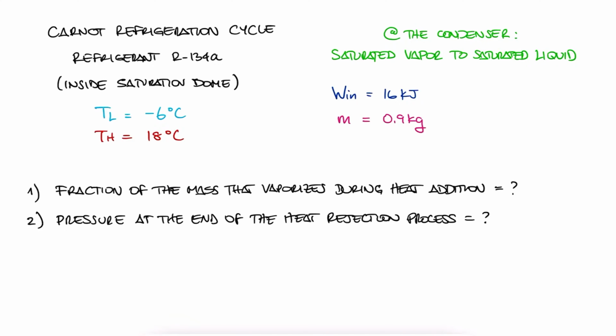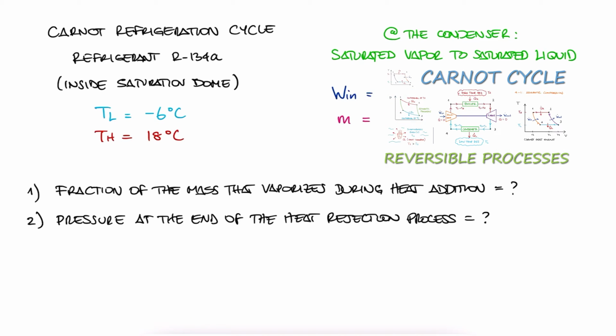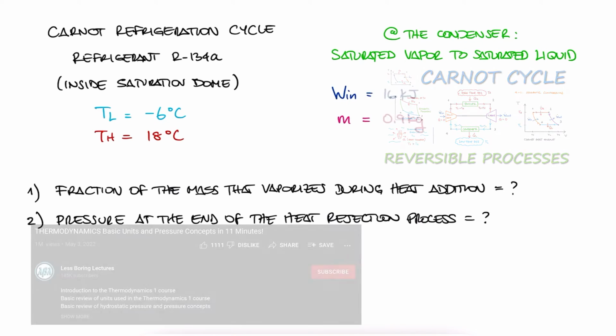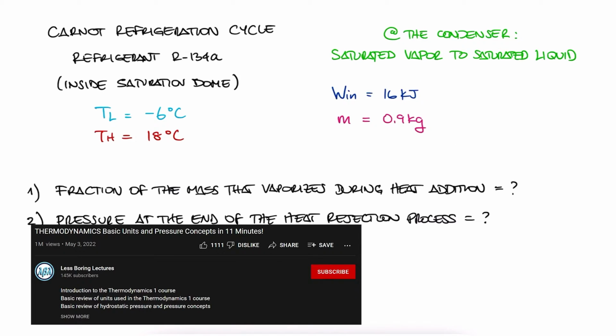As usual, pause here and try solving this problem yourself before watching the solution. This is the second example for the Carnot cycles and reversible processes main lecture. The link to that 12-minute lecture and all the other examples and lectures of the Thermodynamics course are found in the description below.